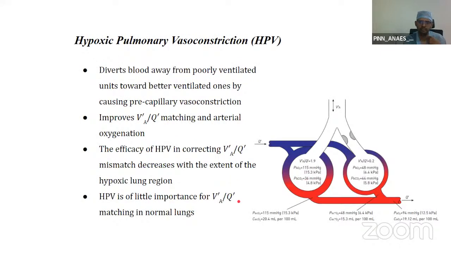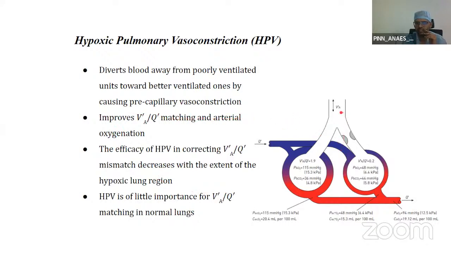So, hypoxic pulmonary vasoconstriction. Hypoxic pulmonary vasoconstriction is an adaptive mechanism to improve the VQ heterogeneity. What happens is, in case of hypoxemia, this hypoxic pulmonary vasoconstriction comes into effect and it diverts the blood away from poorly ventilated units towards better ventilated units by causing precapillary vasoconstriction.